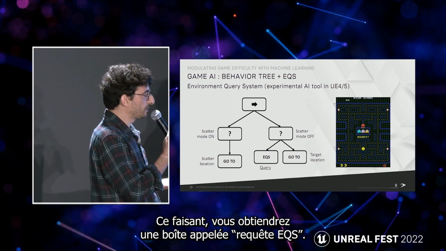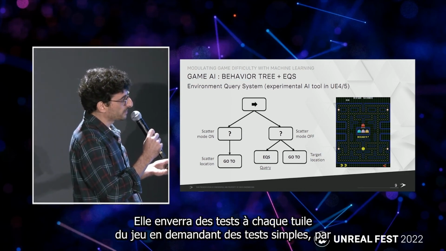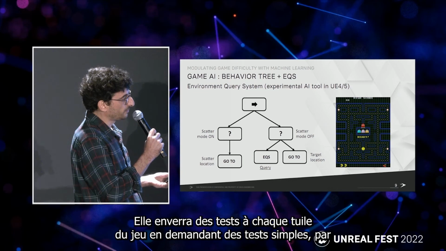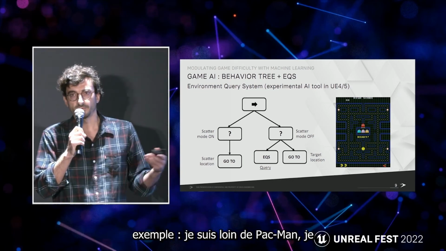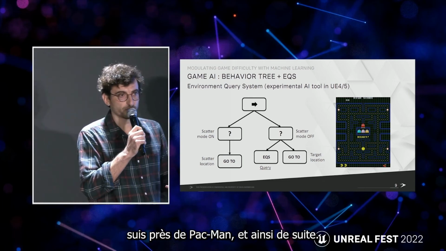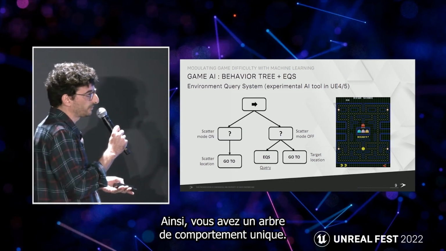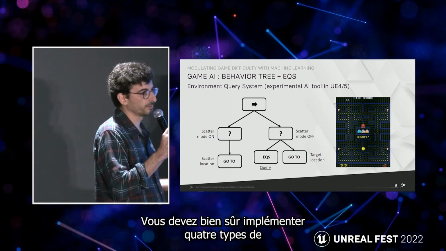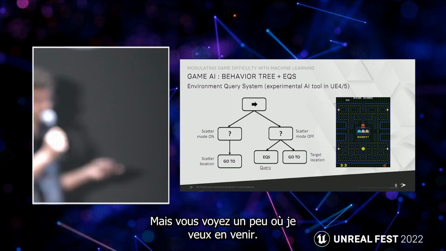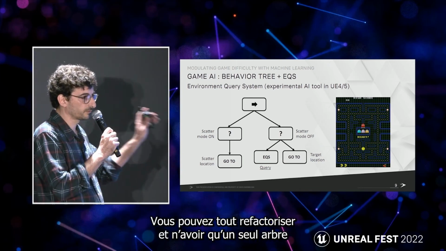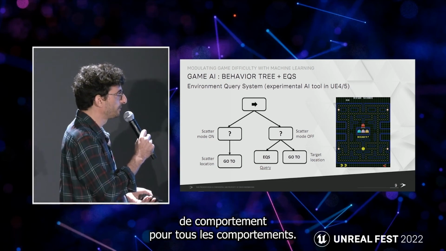By doing that, you will have a box which is called an EQS query that will send tests to each tile of the game, asking simple tests, like whether I'm far away from Pac-Man, I'm close to Pac-Man, and so on and so forth. So like that, you have a single behavior tree. You of course need to implement 4 query types for each of the ghosts, but you see where I'm going, that you can refactor everything and have just one single behavior tree for all your behaviors.